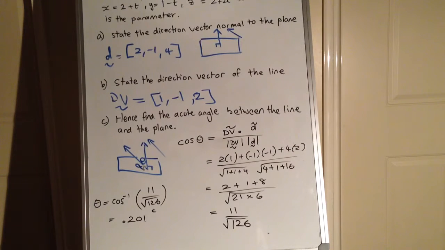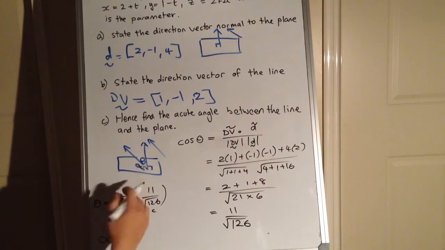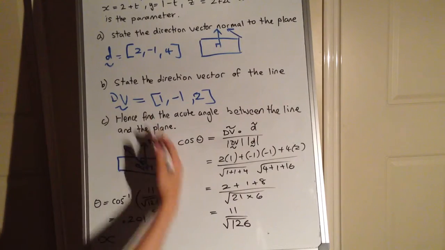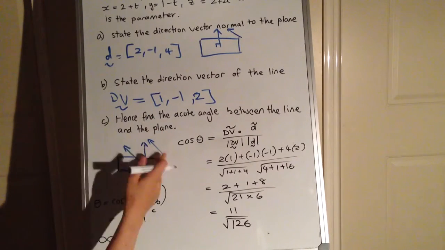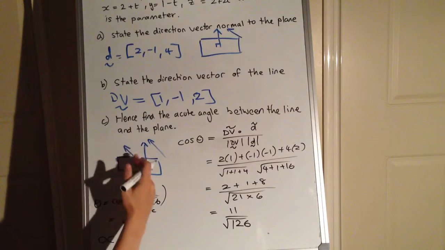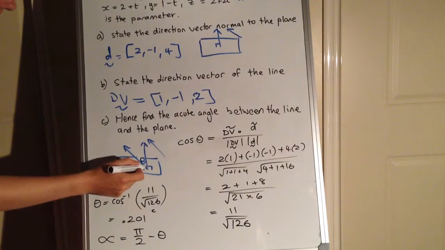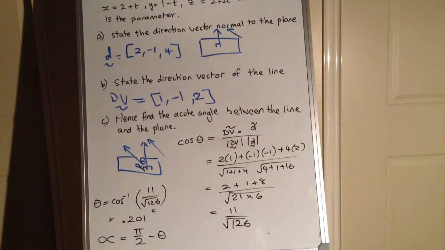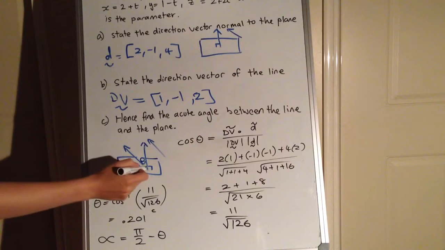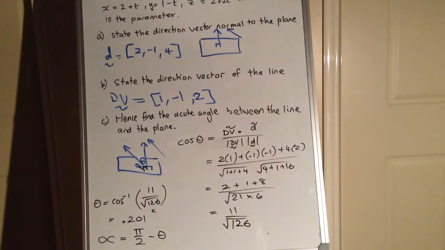Excellent, but now we need to find alpha, because we found the included angle. We want the angle between this line, which may not necessarily be exactly like that, but that line and the actual plane. So alpha is going to be pi on 2 take theta. And the reason behind this is, well hang on, this entire angle here is going to be perpendicular to the plane, because that's a normal vector, perpendicular to the plane. So we're going to have pi on 2 radians, or 90 degrees if you're using degrees, as that entire angle there, which is theta plus alpha.